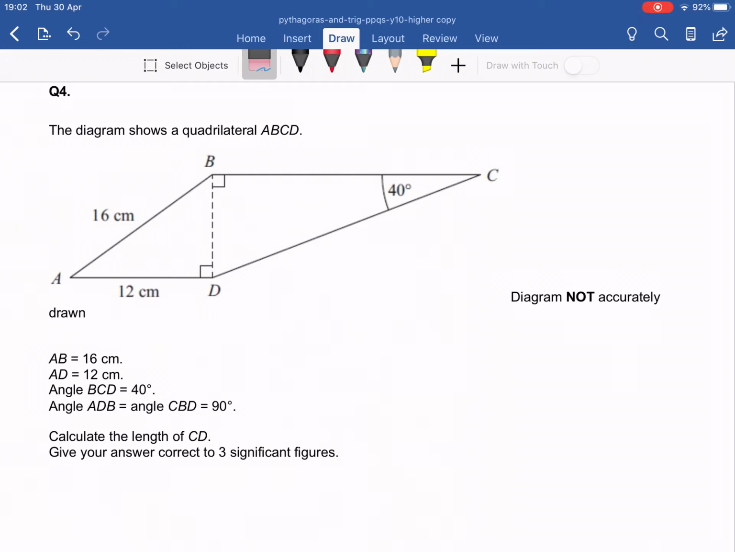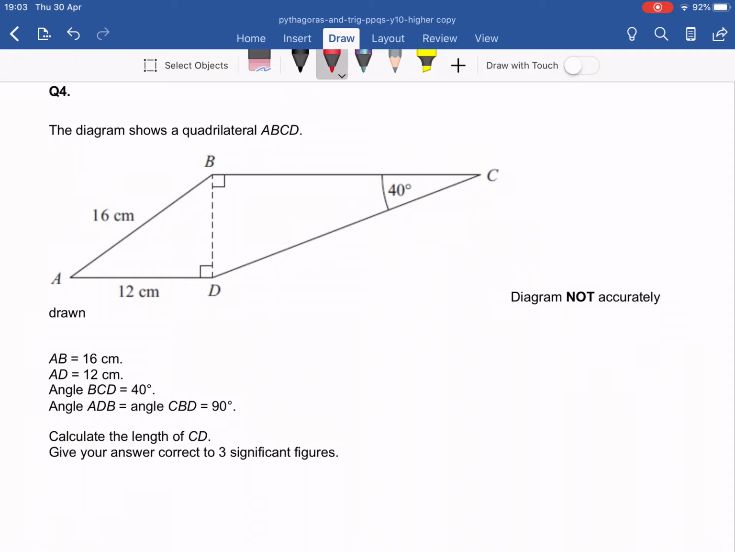Hello again. Let's have a look at question number 4 on your Pythagoras and Trigonometry past paper question pack. You are going to need a calculator for this question because we're going to do a little bit of SOHCAHTOA. I know that because of the 40-degree angle. If I only had sides in right-angled triangles, I'd probably be tempted to just do Pythagoras. Because of the angle, I have to use SOHCAHTOA, so I may need my calculator.